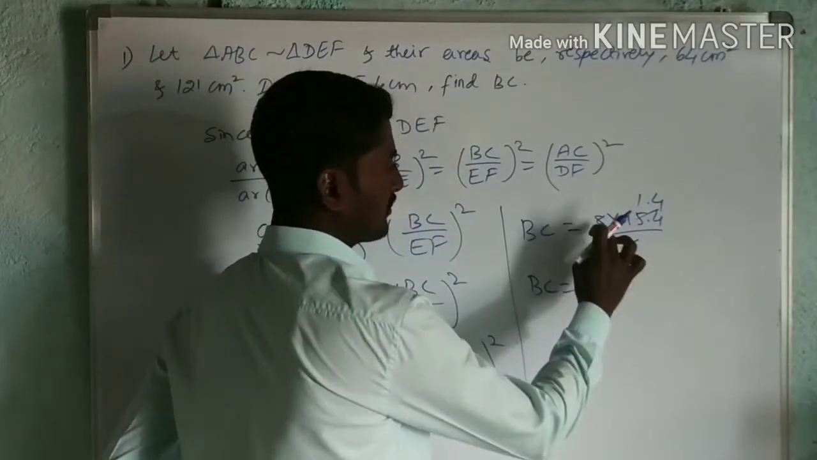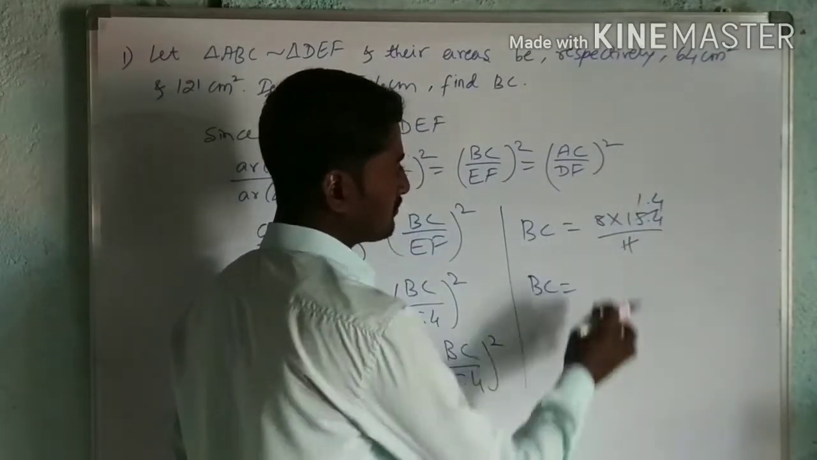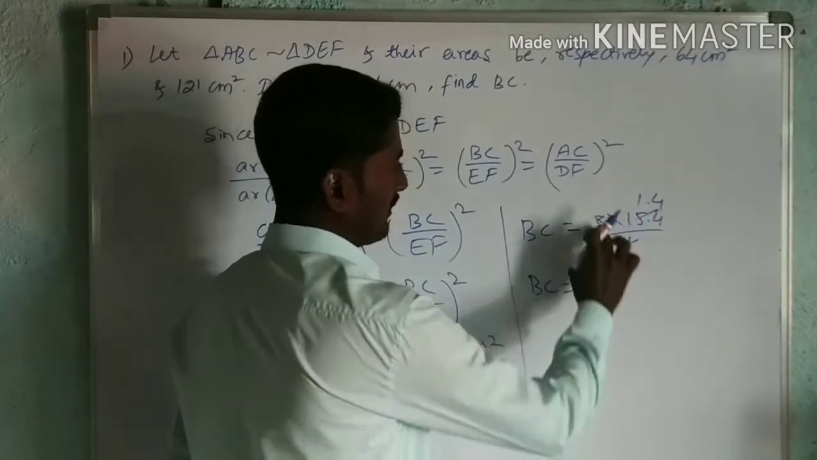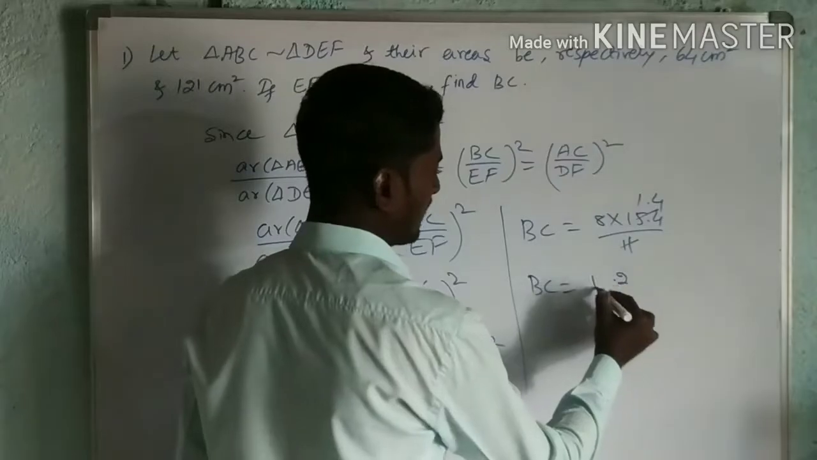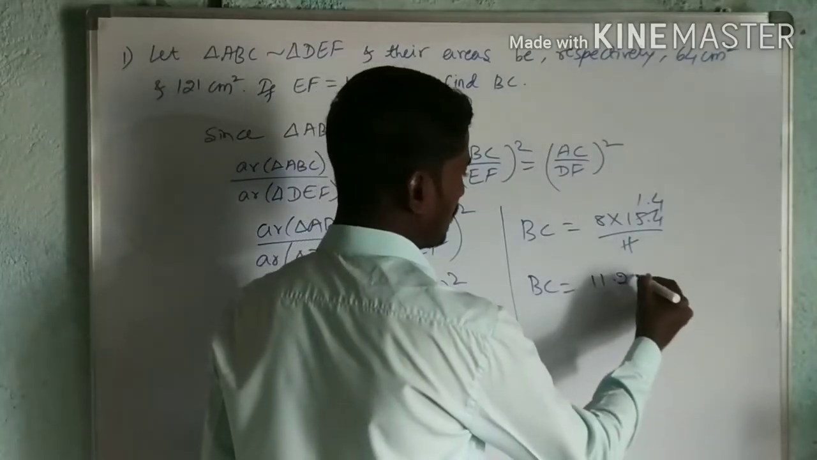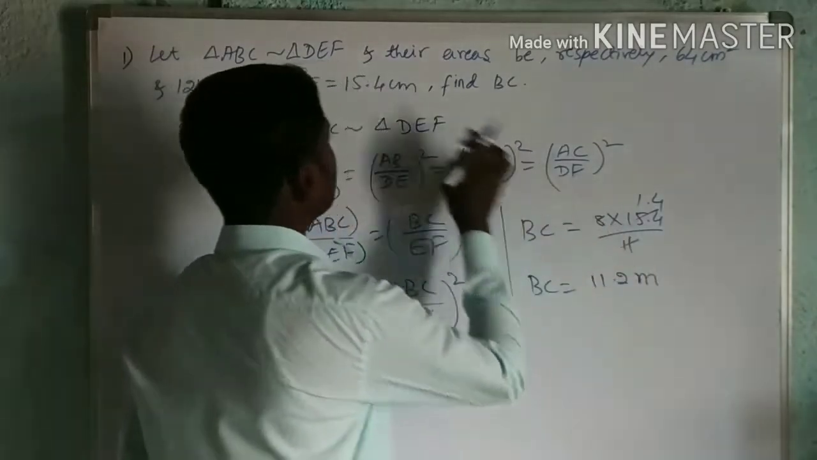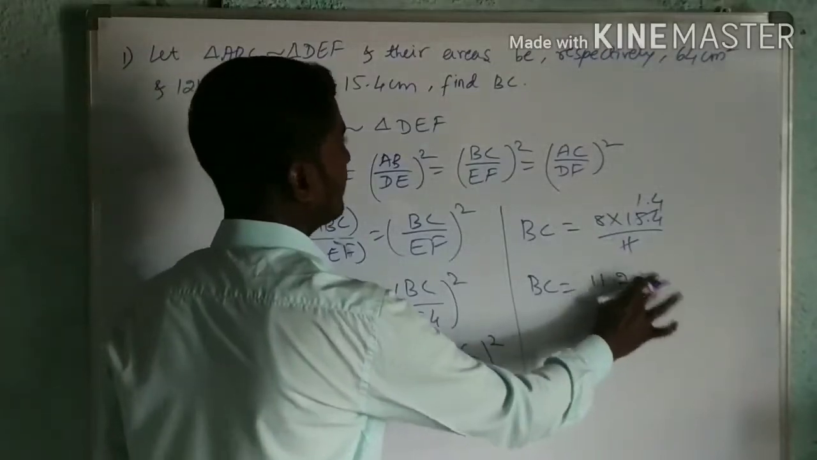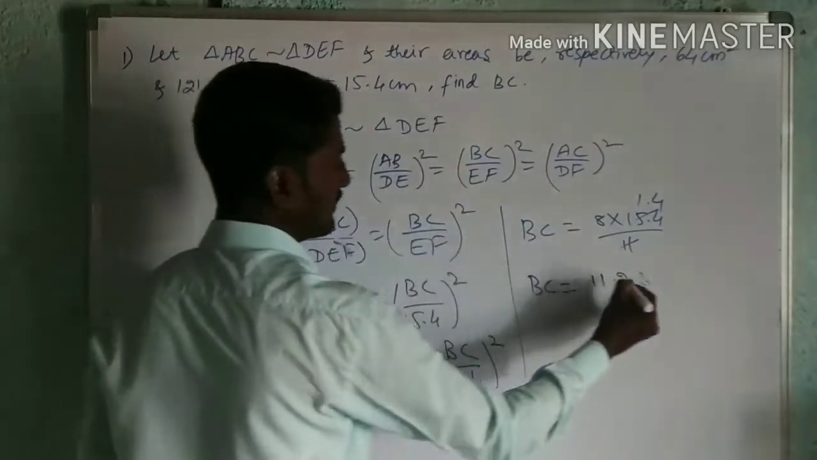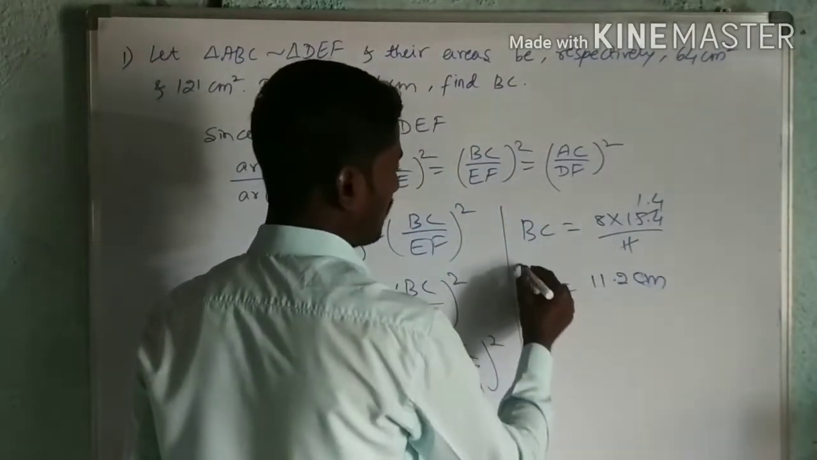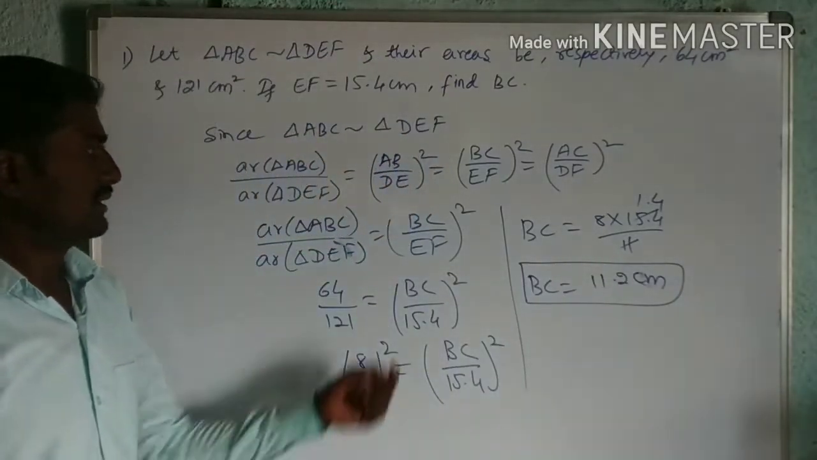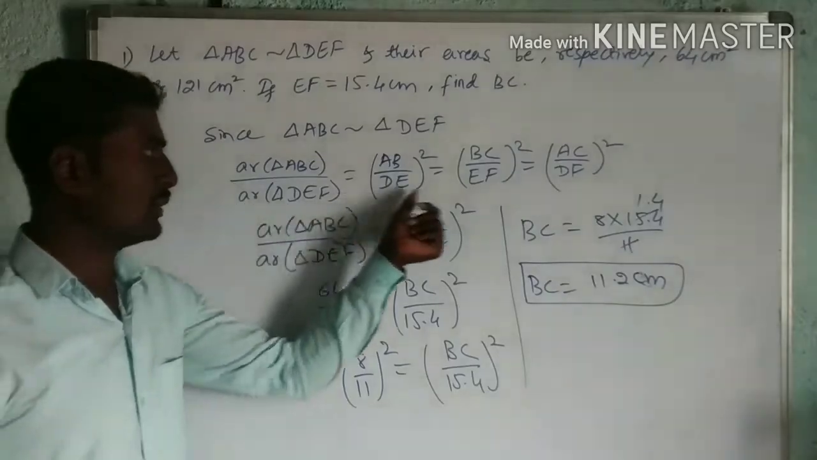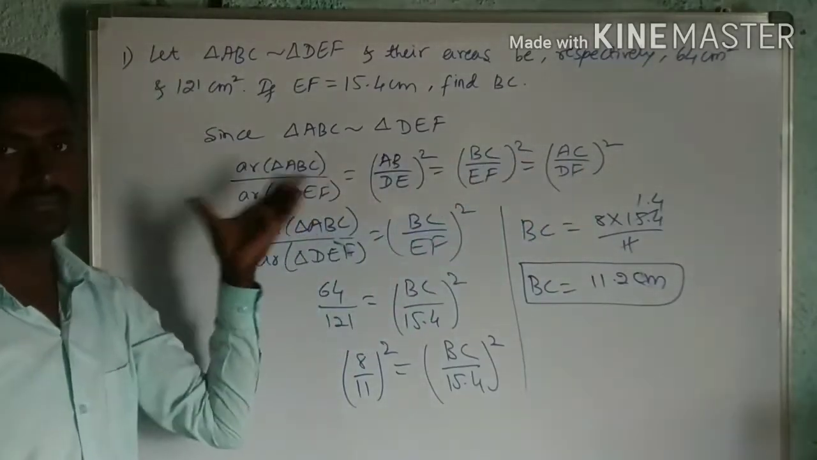BC is equal to 8 into 1.4. 8 fours are 32, carry 3. 8 plus 3 is 11. 11.2. It is centimeter, not meter, since the given is in centimeter. So BC value is 11.2 centimeter. Okay. So in this exercise we use only this condition.